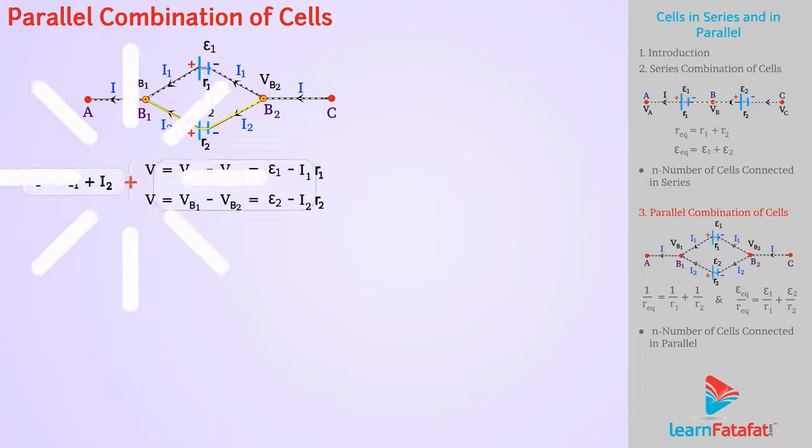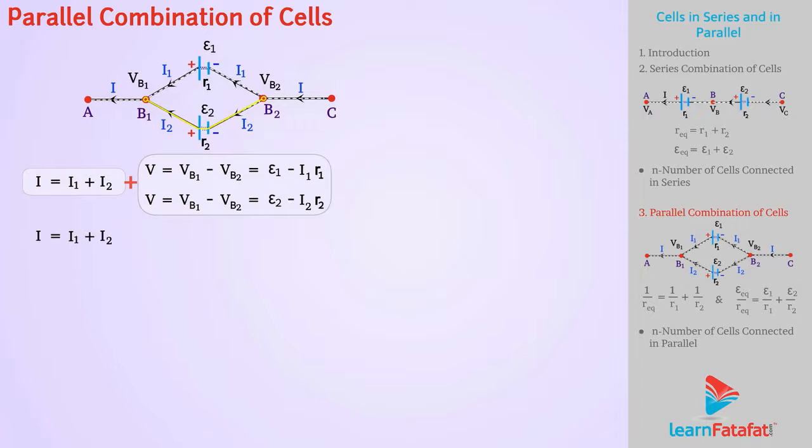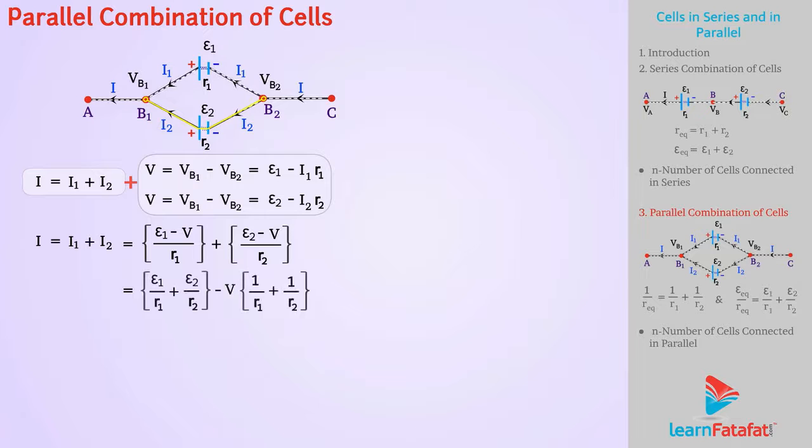By combining the above equations, I equals I1 plus I2, which is equal to bracket epsilon1 minus V upon R1 plus epsilon2 minus V upon R2. From this equation, the V obtained will be V equals the following expression.